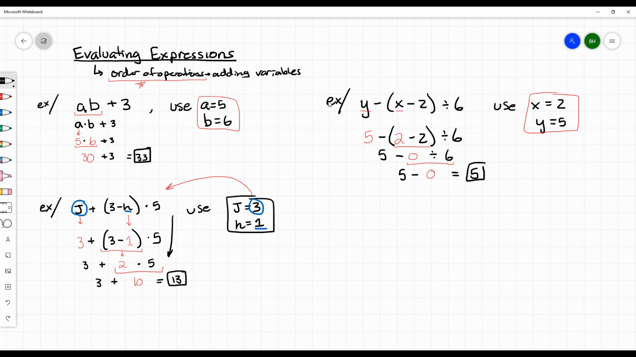Following orders of operations after you add in some variables isn't very difficult, and that whole process together is called evaluating expressions. Hopefully you get the gist of it and you're able to do it on your homework for this week. If you have any questions, bring them to class, and I'll catch you next time.